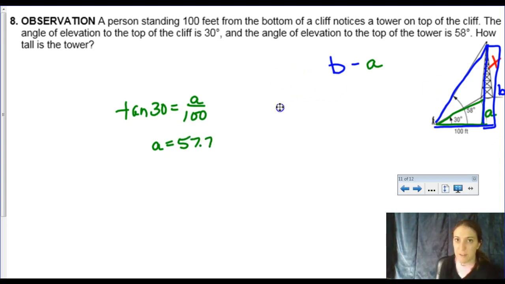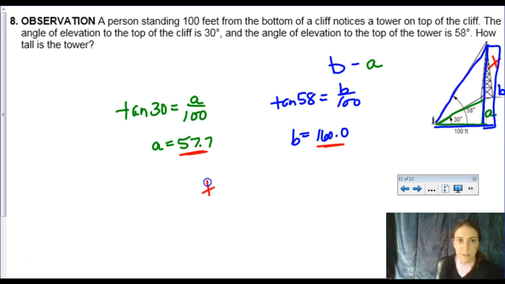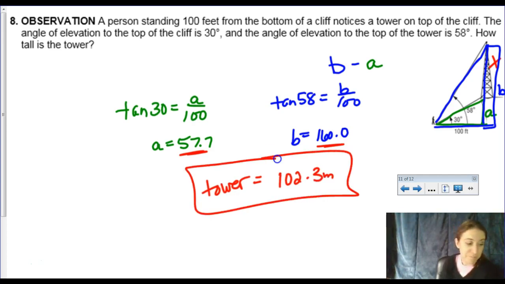Then when I set up my ratio for the blue triangle, that's still going to be a tangent, this time of 58 degrees, equals B over 100. A little cross product action, and you get B is 160.0. And then the tower is this minus this. So the tower is 102.3 meters. It's good stuff, right?